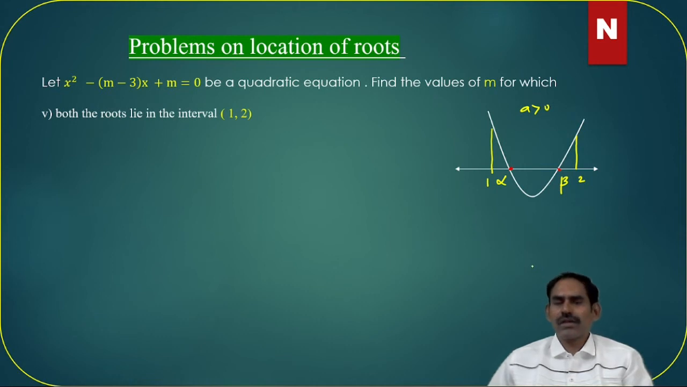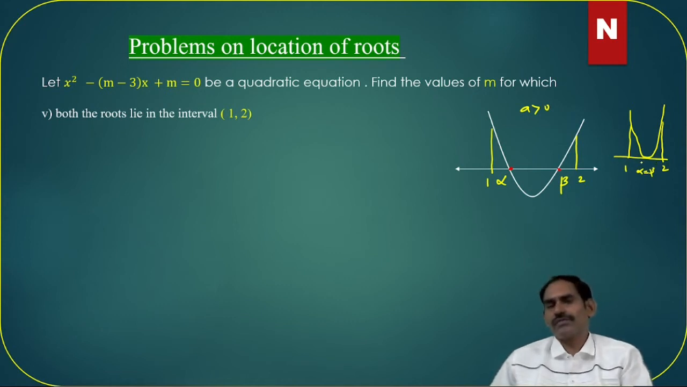Not only this, we can take another graph also. This also satisfies the same condition. Here 1, this is 2. Roots coincide here. Alpha beta lie in the interval 1 comma 2. So this graph is also included here. Okay, that means here the roots are distinct, and here the roots are coincident, which means the discriminant is greater than or equal to 0. That is one of the conditions.